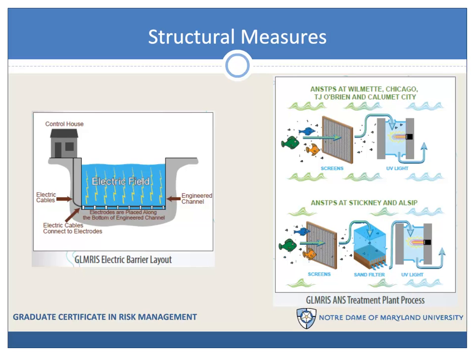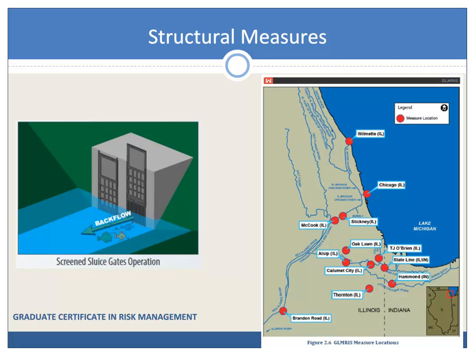What is important is for you to understand that so far we've identified more than 90 different technological solutions and a number of structural solutions. So far they include locks, electric barriers, and treatment plants. In addition, screened sluice gates were identified, and the figure on the right shows a variety of potential locations for one or more of these structural measures.